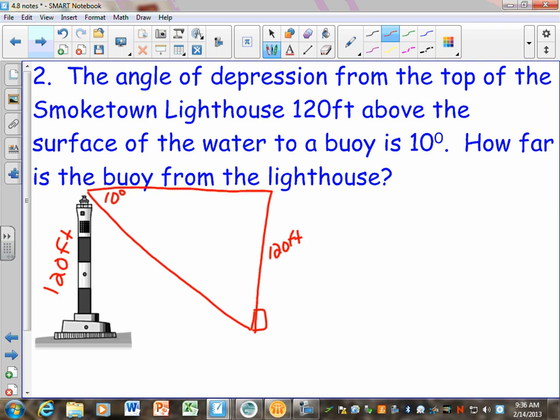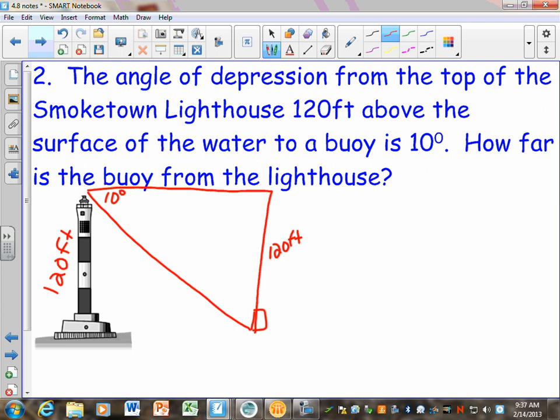What are some other options? I know this is not drawn to scale at all, but if this is 10 degrees, should I know what this is? Because that should make a right angle, right? Because it's coming down from that lighthouse. Which means you also could use this angle, because that should be 80 degrees.